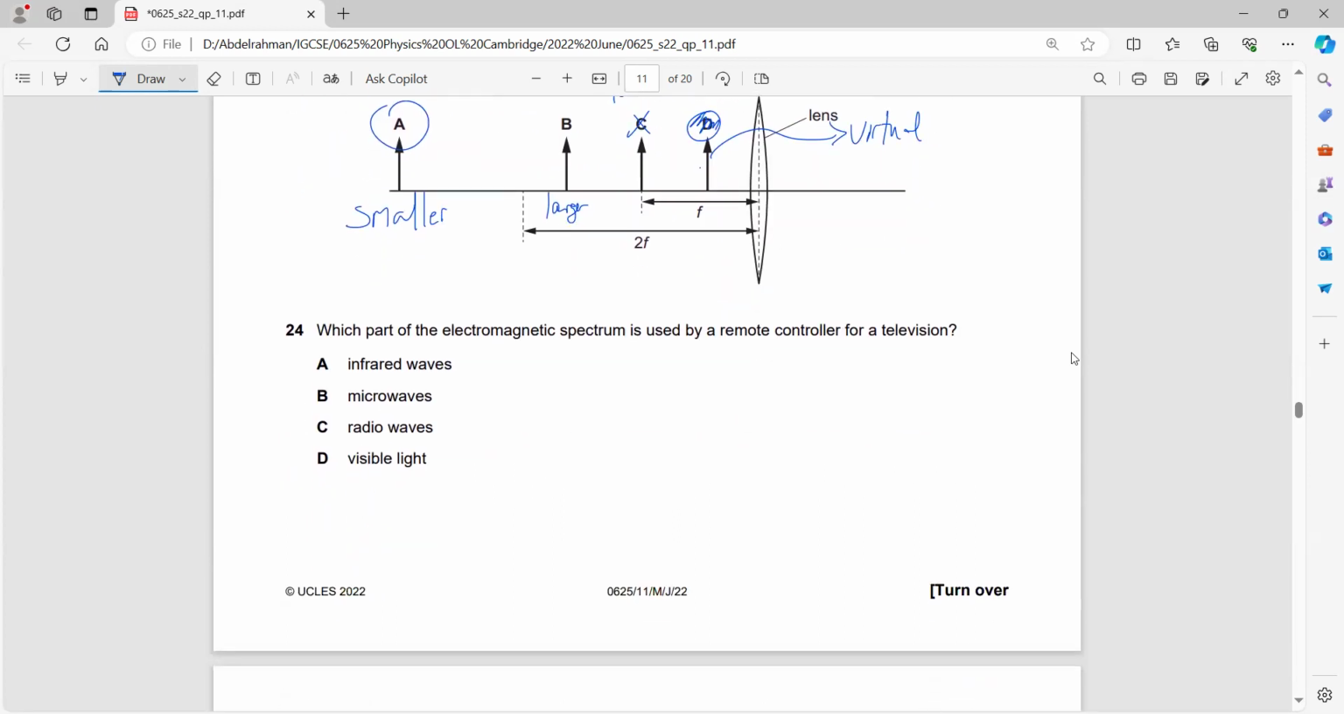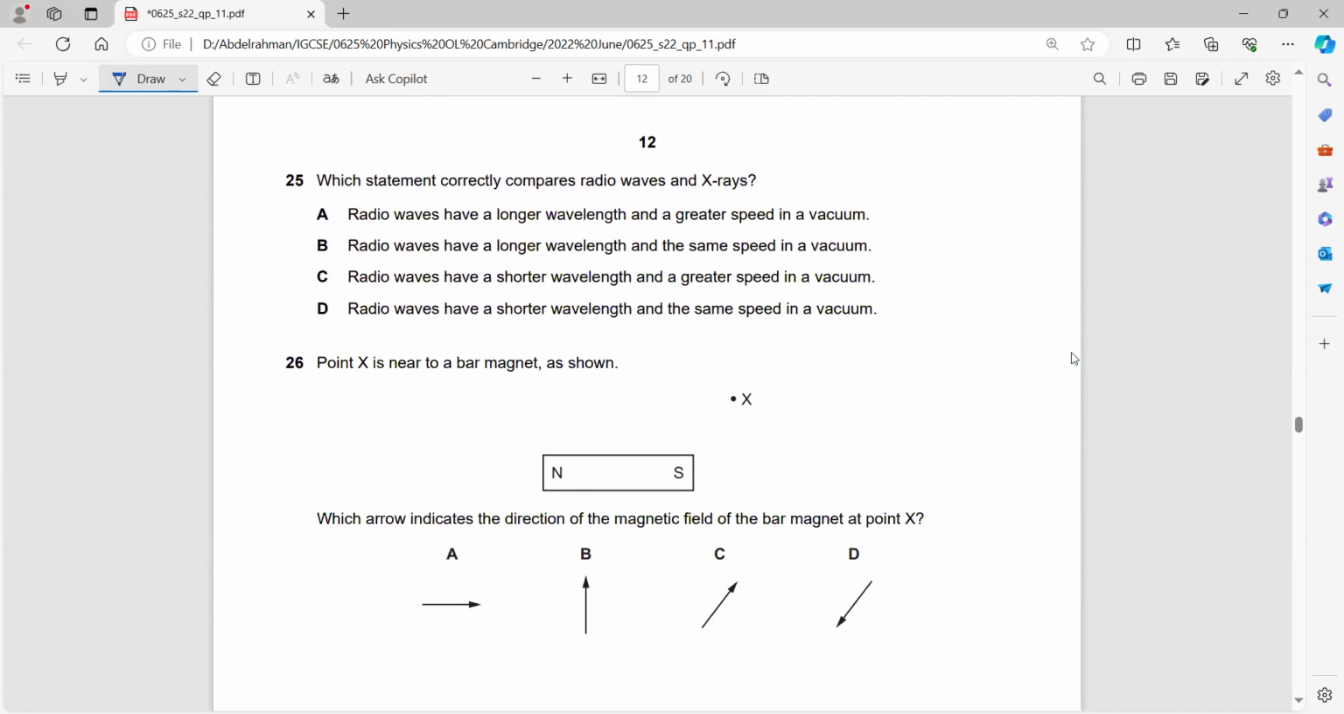Which part of the electromagnetic spectrum is used in the remote controller? Of course, infrared waves. Which statement correctly compares radio and X-rays? B. Of course, longer wavelength but same speed.